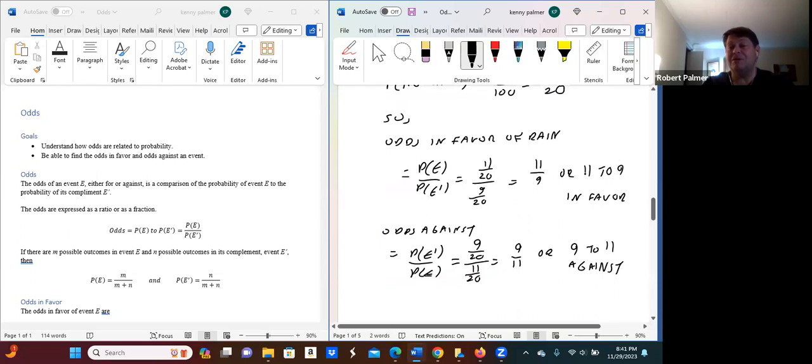Let's come back to this one again. If I think about it, 11 plus 9 is 20. So essentially 11 times out of 20, it should rain, and then 9 times out of 20, it shouldn't rain. Think of it that way. Okay. So we learned how to calculate the odds in favor and odds against some event.